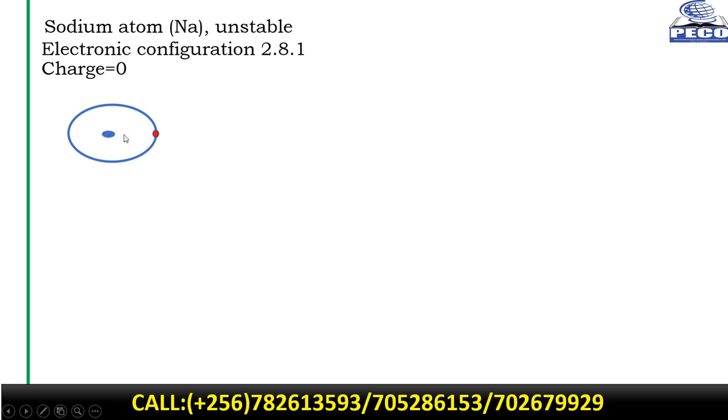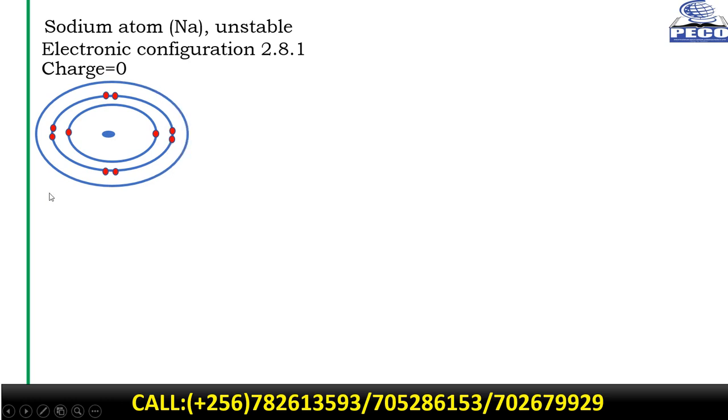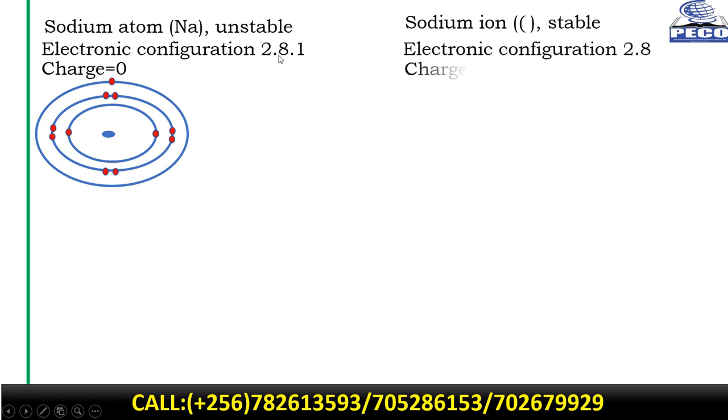The innermost energy level has 2 electrons, those are never lost. The next one has 8, which are also not lost, so we shall have the 8 as it is in there. Then in the last energy level, it has 1 electron which must be lost for us to form the ion. So the sodium ion, which is stable, will have a configuration of 2, 8, and a charge of positive 1.